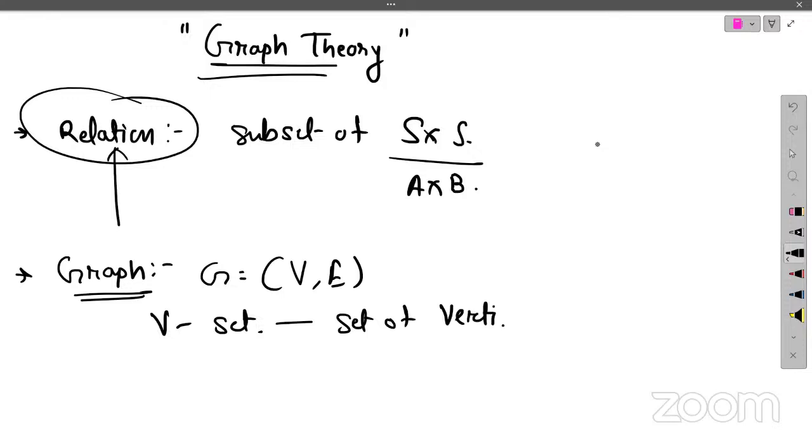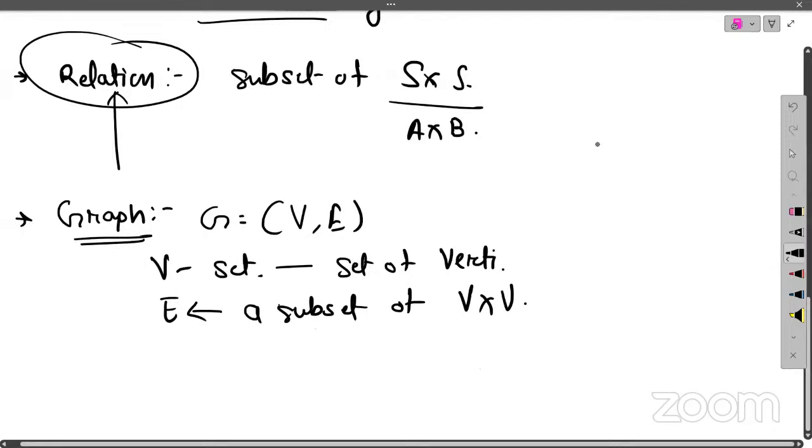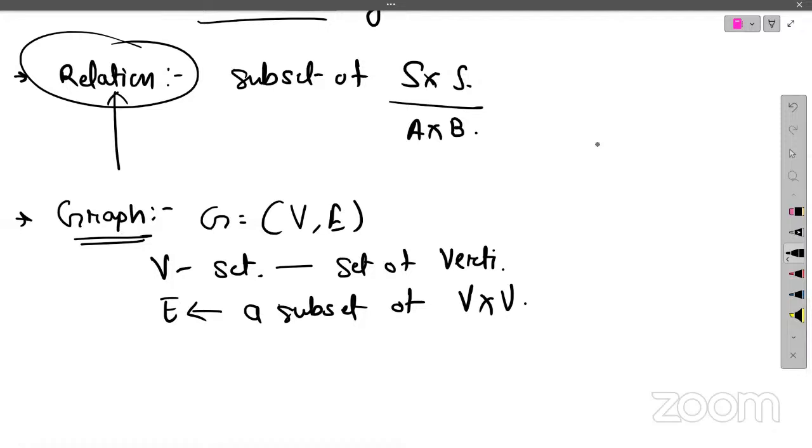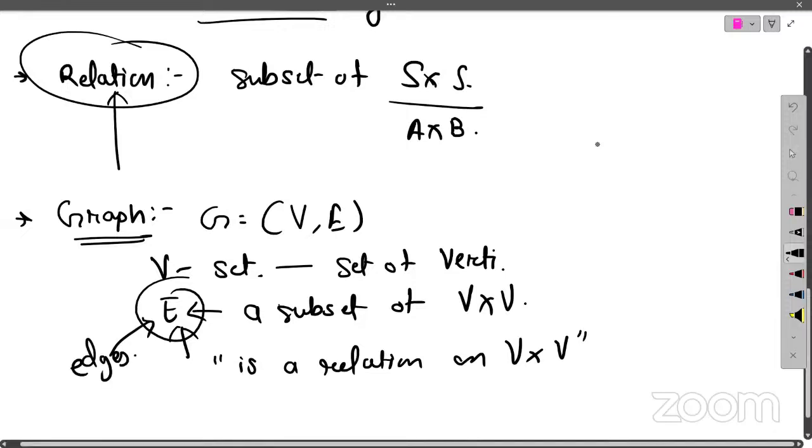So whatever objects we collect in this particular set V are known as the set of vertices. And here E is any subset of V cross V. So ultimately you can say that E is nothing but a relation on V cross V, because we know that a relation is nothing but a subset of S cross S. So we can easily connect any relation with this subset E. So this E is a relation on V cross V, and this is known as the set of edges. And why it's known as a set of edges, we will see now.